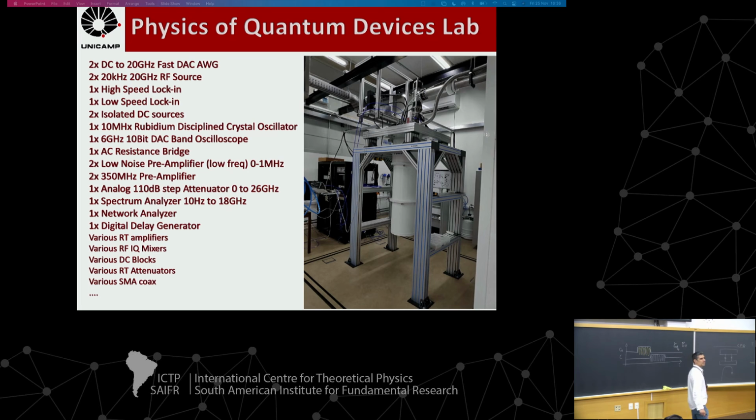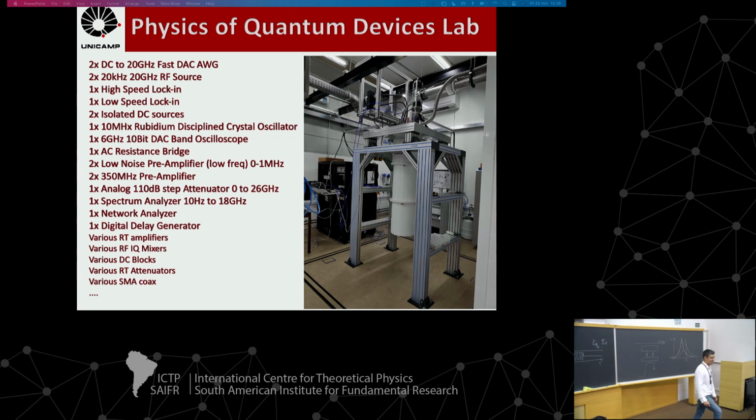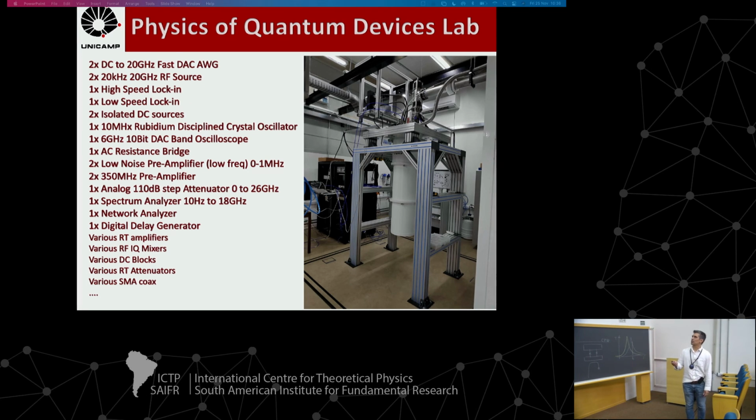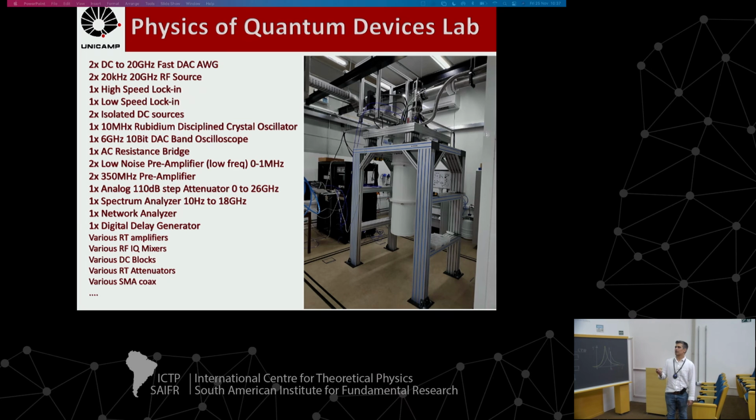And more cables. You see, a project to put all of that together takes a lot of time because there are really a lot of details you need to know to control. And here are fast acquisition boards, RF sources, lock-ins, isolated DC source, because I want to isolate electrically my qubit from the rest of the world.